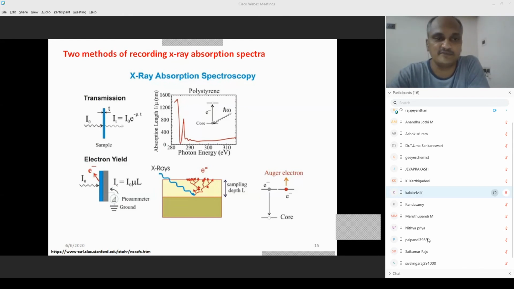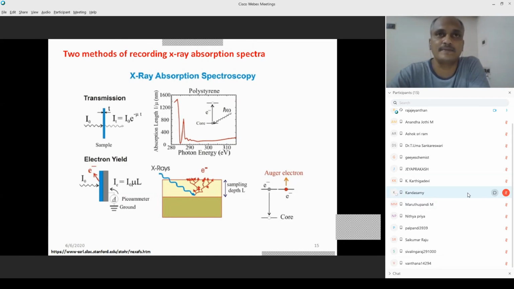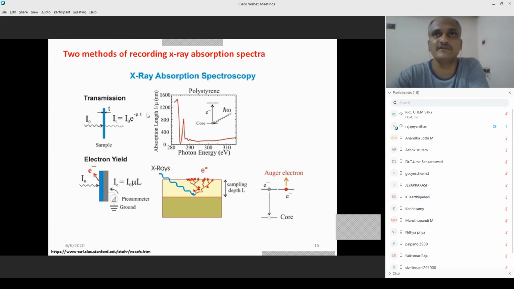When you are doing a transmission mode, the sample we are using has to be very thin, so that the X-rays can pass through the sample, and we will get more information regarding the bulk of the sample. That is what is inside the sample, called the bulk of the sample. But when we are using the electron yield method, you can get information on the surface of the material. You are mainly interested in the surface. Transmission mode is for studying the bulk of the material, and the electron yield mode is for studying the surface of the material.